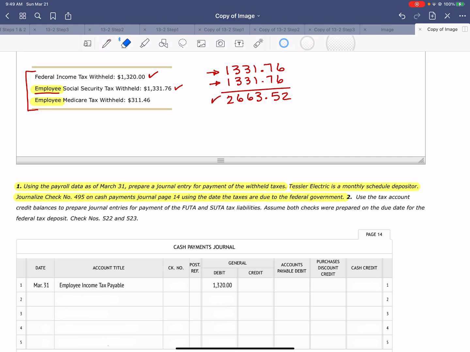Okay, the second line down here is going to be Social Security tax payable. We are going to debit it for the amount of the employer and the employee's amount, and that'll reduce that liability.